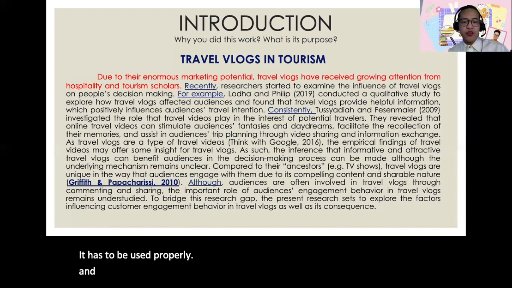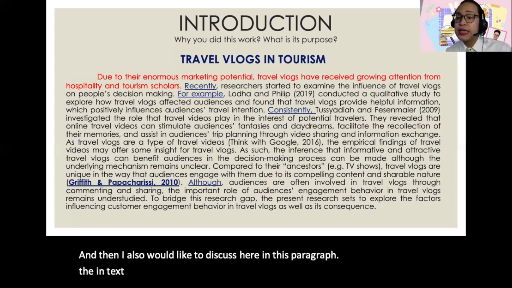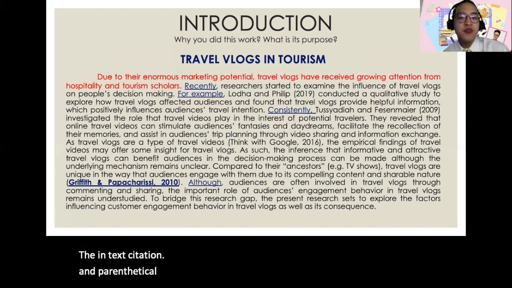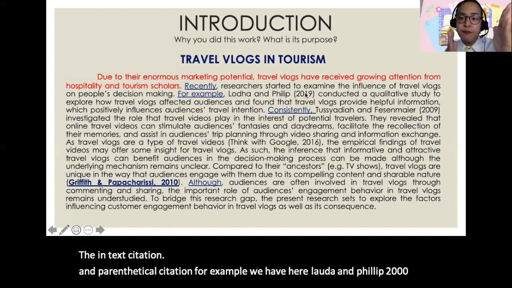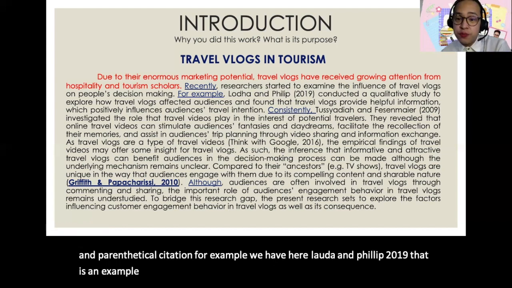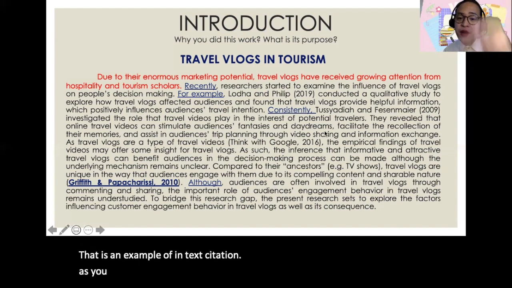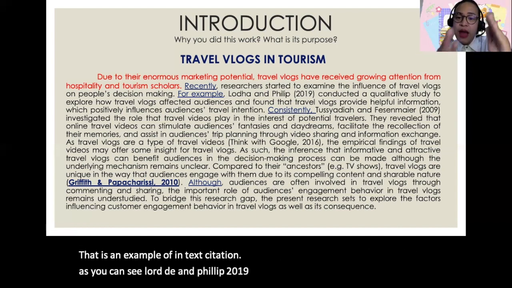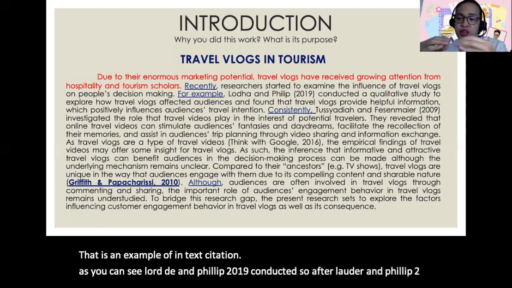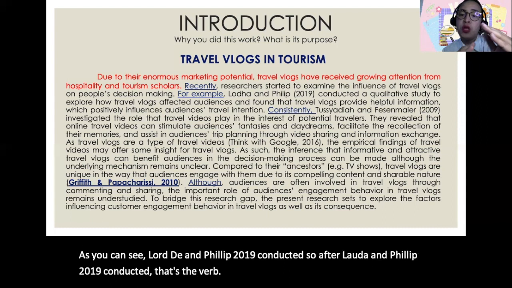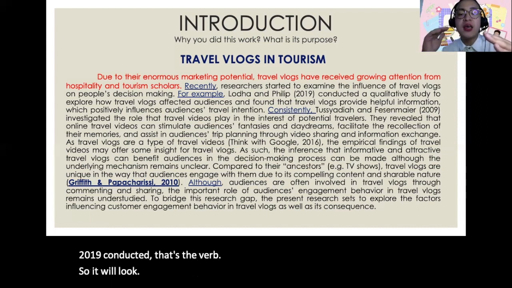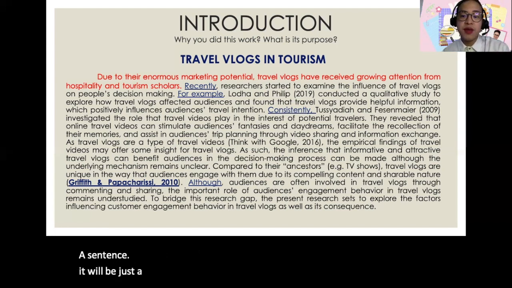And then I also would like to discuss here in this paragraph the in-text citation and parenthetical citation. For example, we have here Lauda and Philip 2019. That is an example of in-text citation. As you can see, Lauda and Philip 2019 conducted. So after Lauda and Philip 2019 conducted, that's the verb. So it will look like a sentence. It will be just a plain sentence. Okay? Lauda and Philip 2019 conducted a qualitative study.